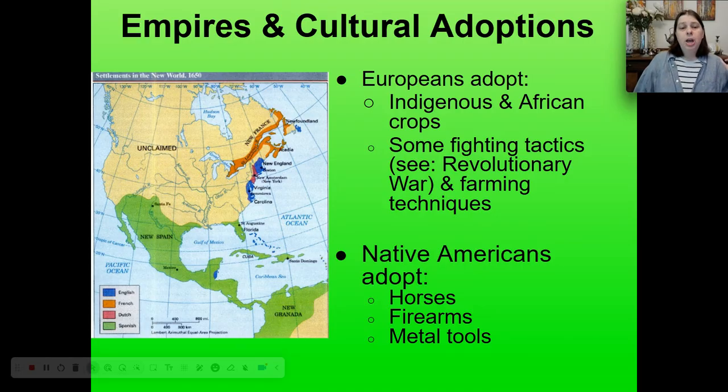Other examples, things like firearms and gunpowder, which North American societies did not have. That obviously transforms native warfare and tribal relations. You get metal tools replacing traditional stone or flint tools. European-made clothing and textiles frequently adopted, replacing or supplementing traditional hide clothing.